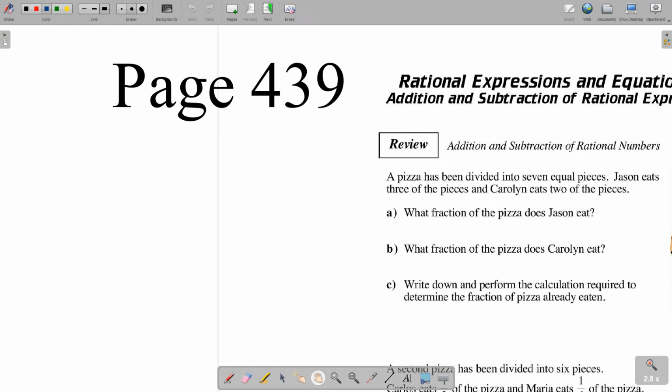Welcome Math 30-2. Lamentably, I'm not here to be with you in person, and no, it's not Fishtopia, but this is the best I can do in terms of supplying for you a lesson on our rational expressions.